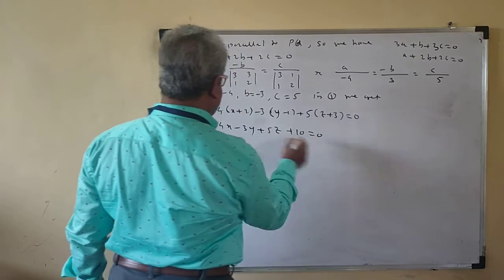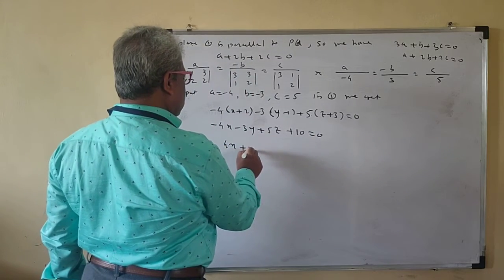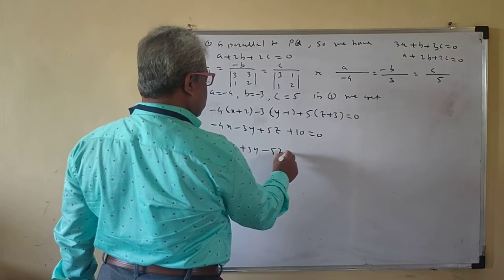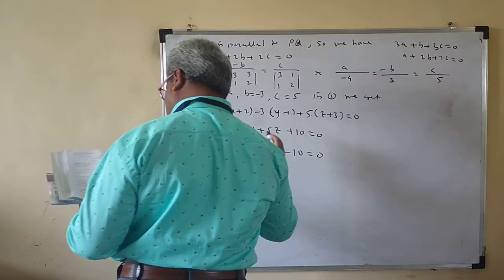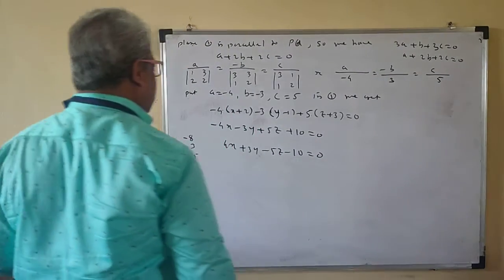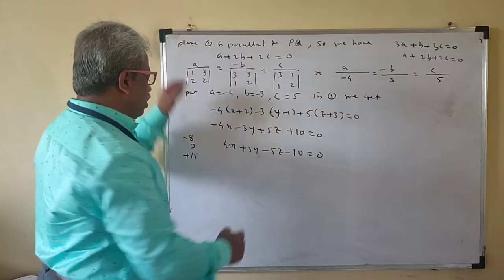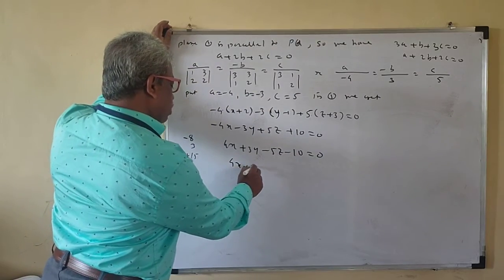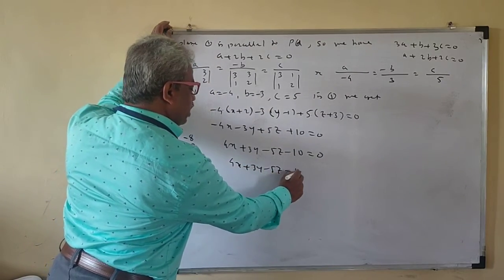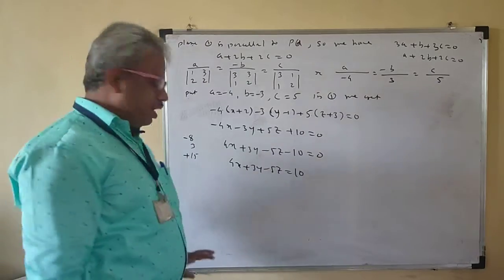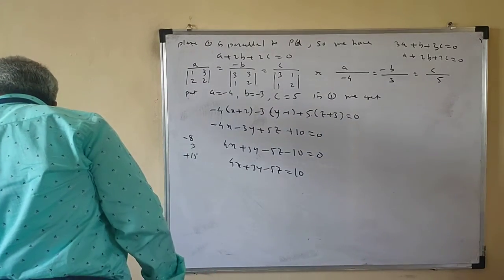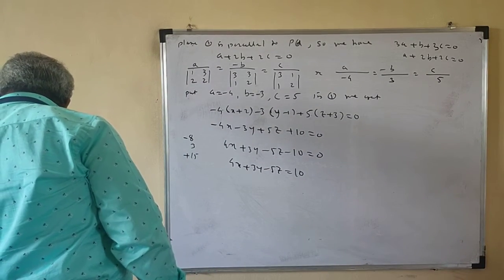You have to change the sign of all. 4x plus 3y minus 5z minus 10 is equal to 0. You can shift 10 to this side. Therefore 4x plus 3y minus 5z is equal to 10. See, we get the required equation of the plane. I hope that you understand this one.